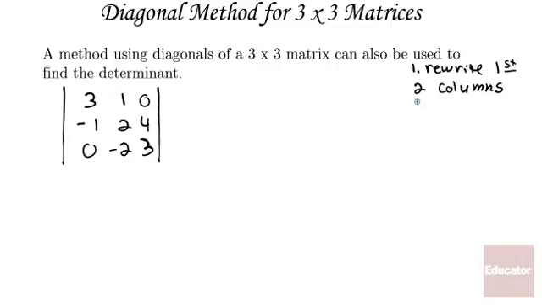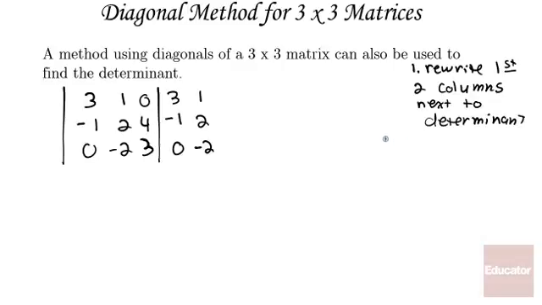Next to the determinant that you're looking for. So I'm starting out with this, and I'm going to just copy these 2 columns over. So it's 3, negative 1, 0, 1, 2, negative 2. Okay, that's the first step.